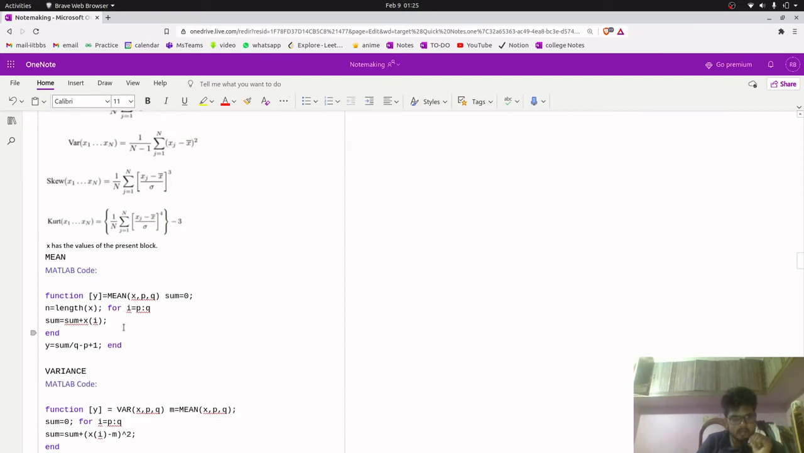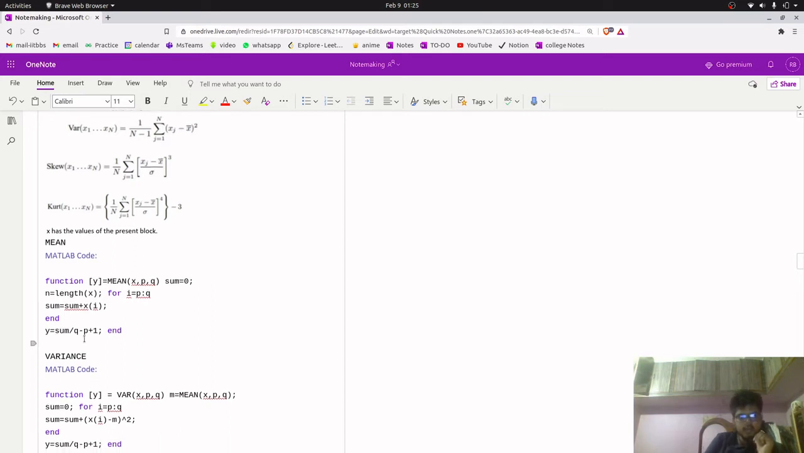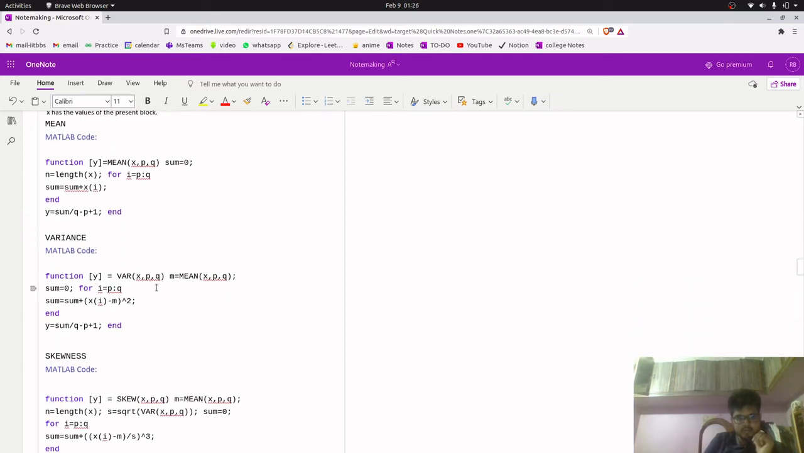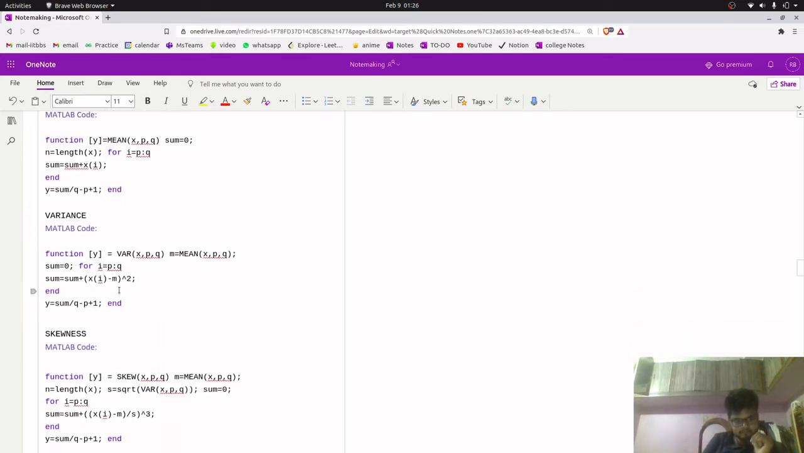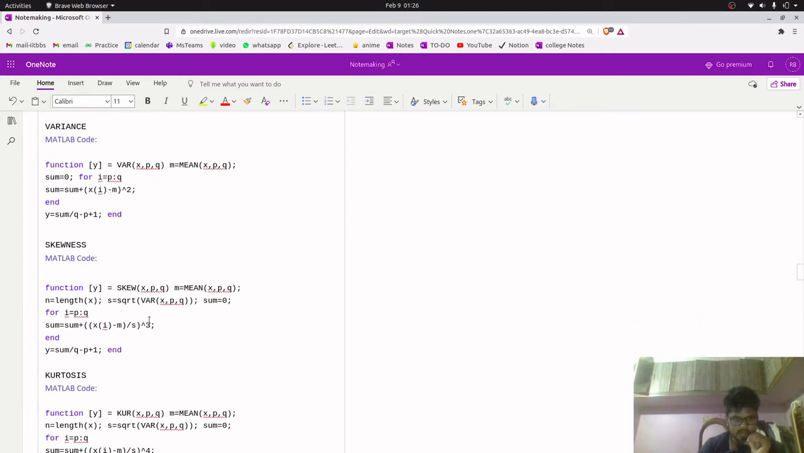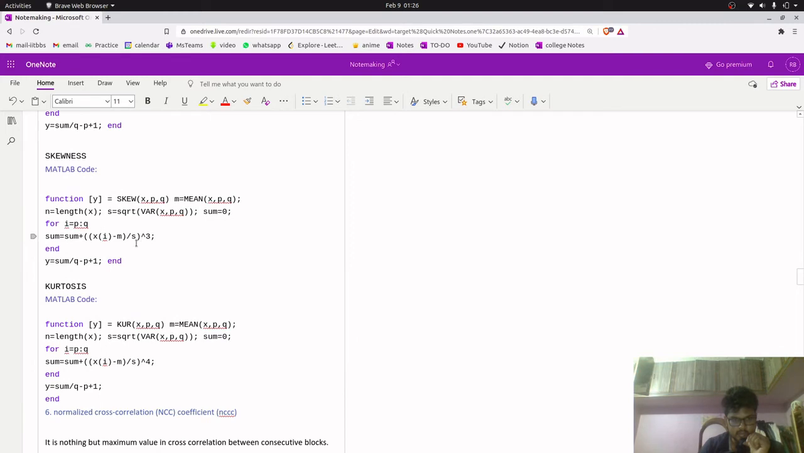Mean is, as we know, the summation of all samples divided by the number of samples, and variance is the difference between the mean and the sample, squared, divided by the number of samples. Similarly, we can go for the third order and fourth order.